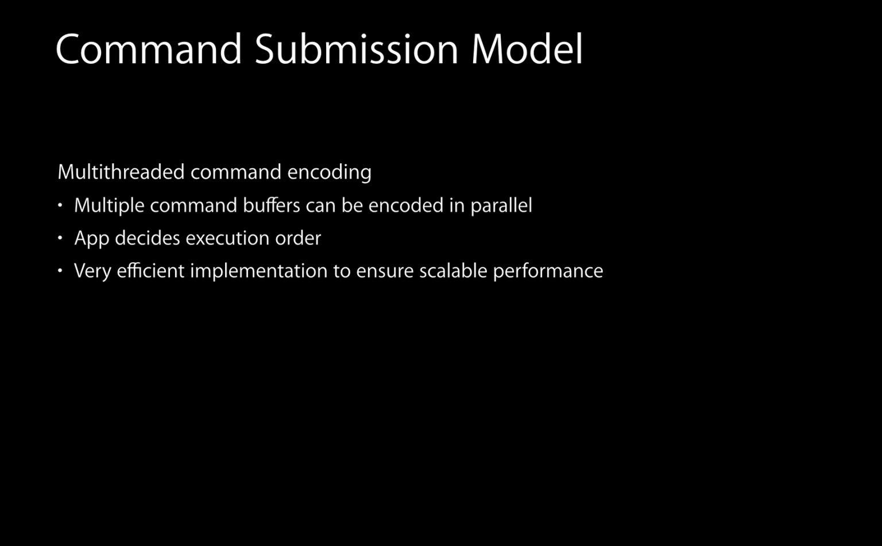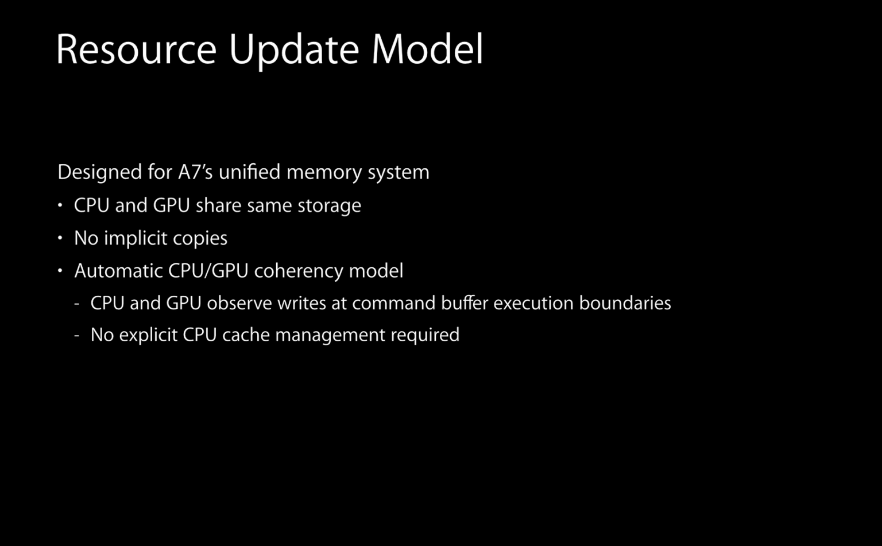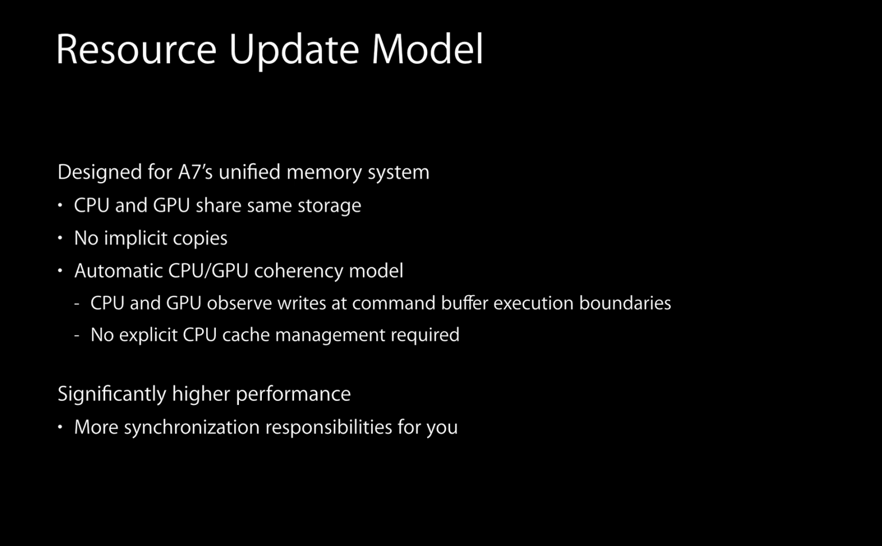Next, we're going to take a look at the resources, the memory, the objects in the API for specifying data. Now, we've designed the resource model in Metal explicitly for the A7's unified memory system. This means that the CPU and the GPU are sharing the exact same memory for exchanging data. There's no implicit copies. We're not coming in behind the scenes and taking the data and moving it somewhere else for the GPU to see it. We also manage the CPU and GPU cache coherency for you. You don't have to worry about flushing caches between the CPU and the GPU. You simply have to make sure that you schedule your work to occur such that the GPU and the CPU are not writing to the same chunk of memory at the same time. But you don't have to do anything to manage caches. And by you taking on this responsibility for synchronization between the GPU and the CPU, we can offer you significantly higher performance because we're not implicitly synchronizing things that didn't necessarily need to be synchronized.